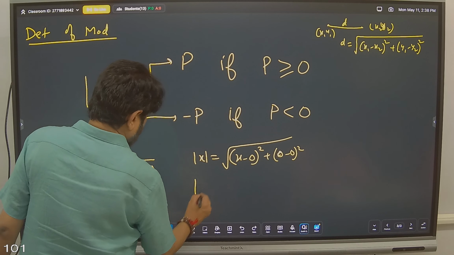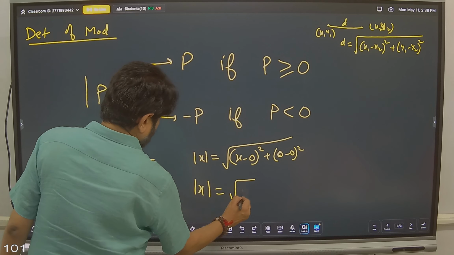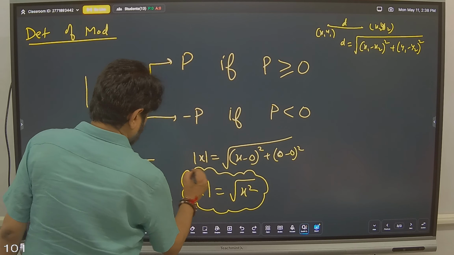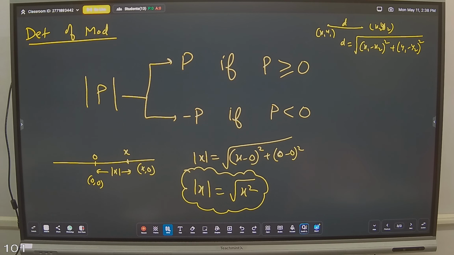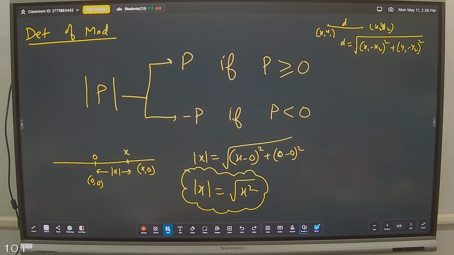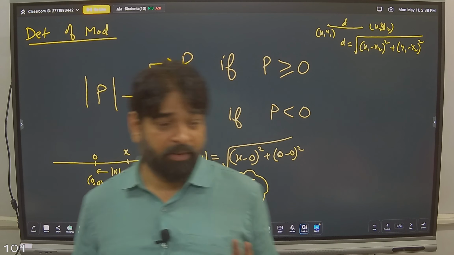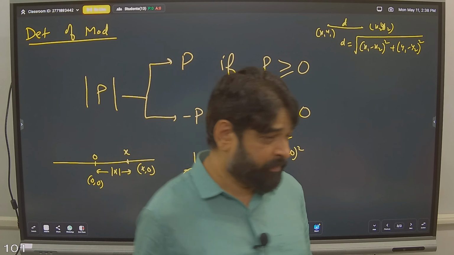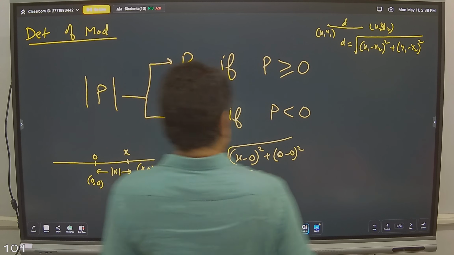So mod x is nothing but root of x square. This is the actual value of mod. What is the mod x? Root of x square. From today onward, you have to fix in your mind that root x square is not x. Root x square is what? Mod x. Root x square is mod x. It's not x.